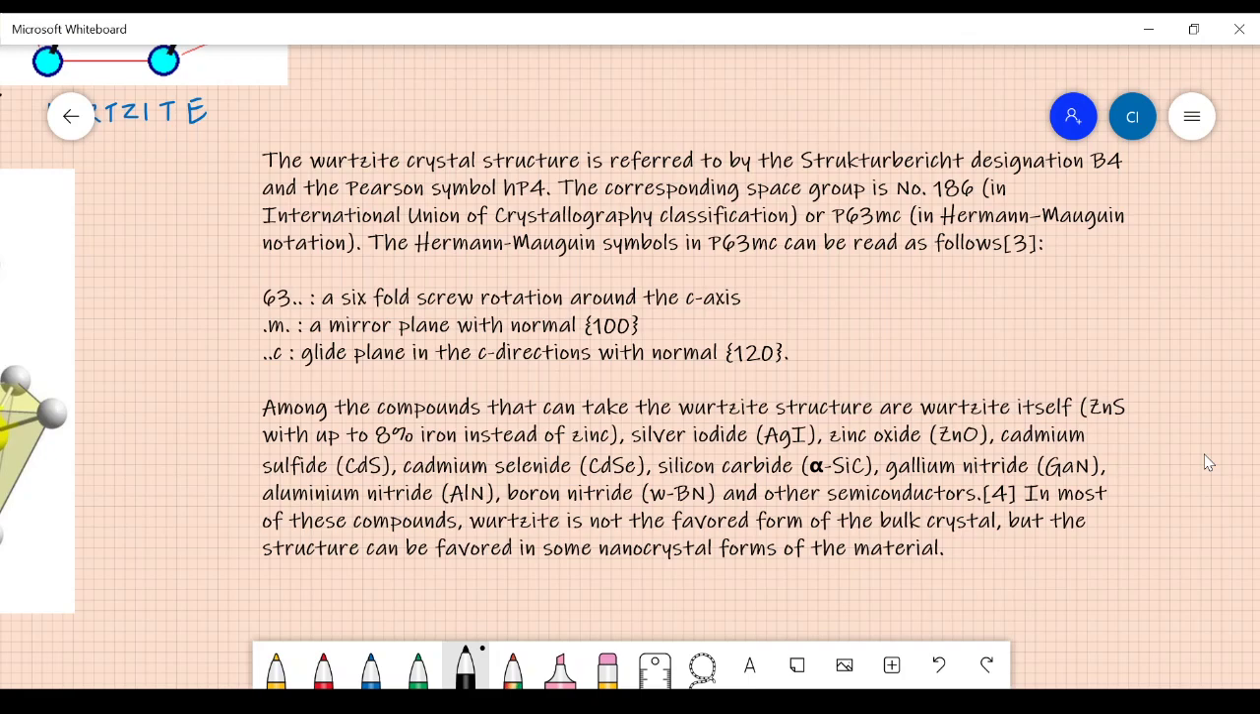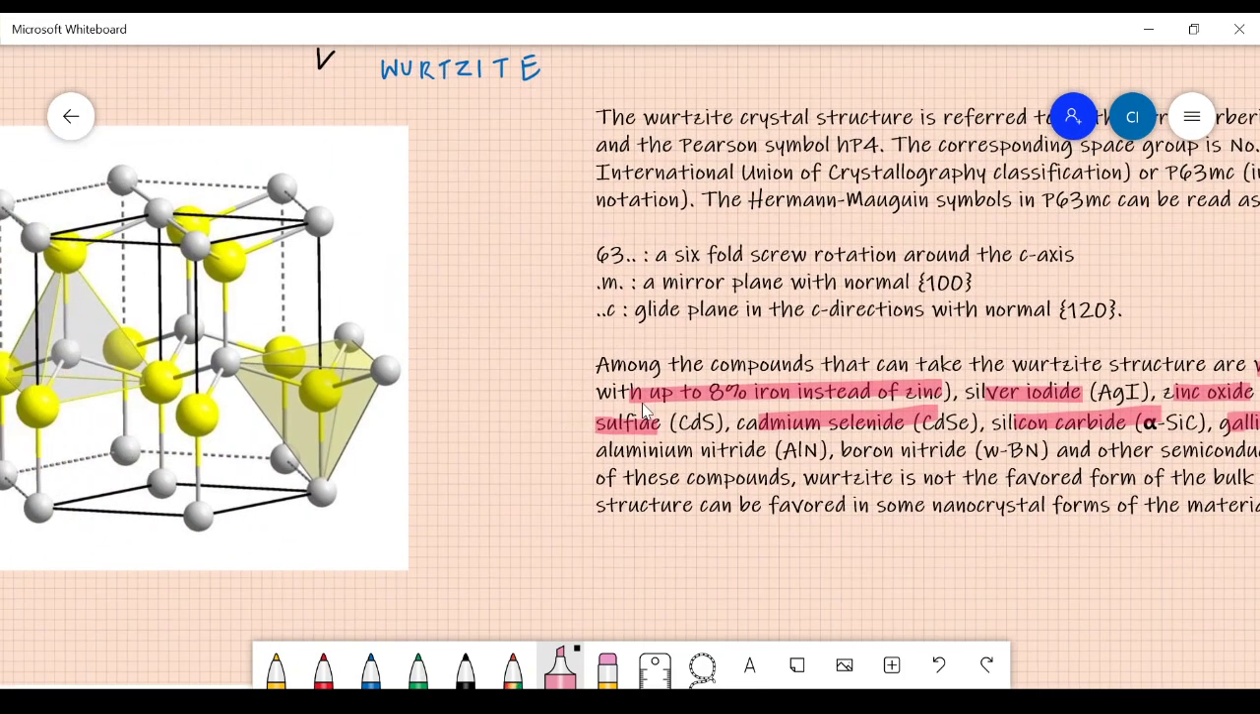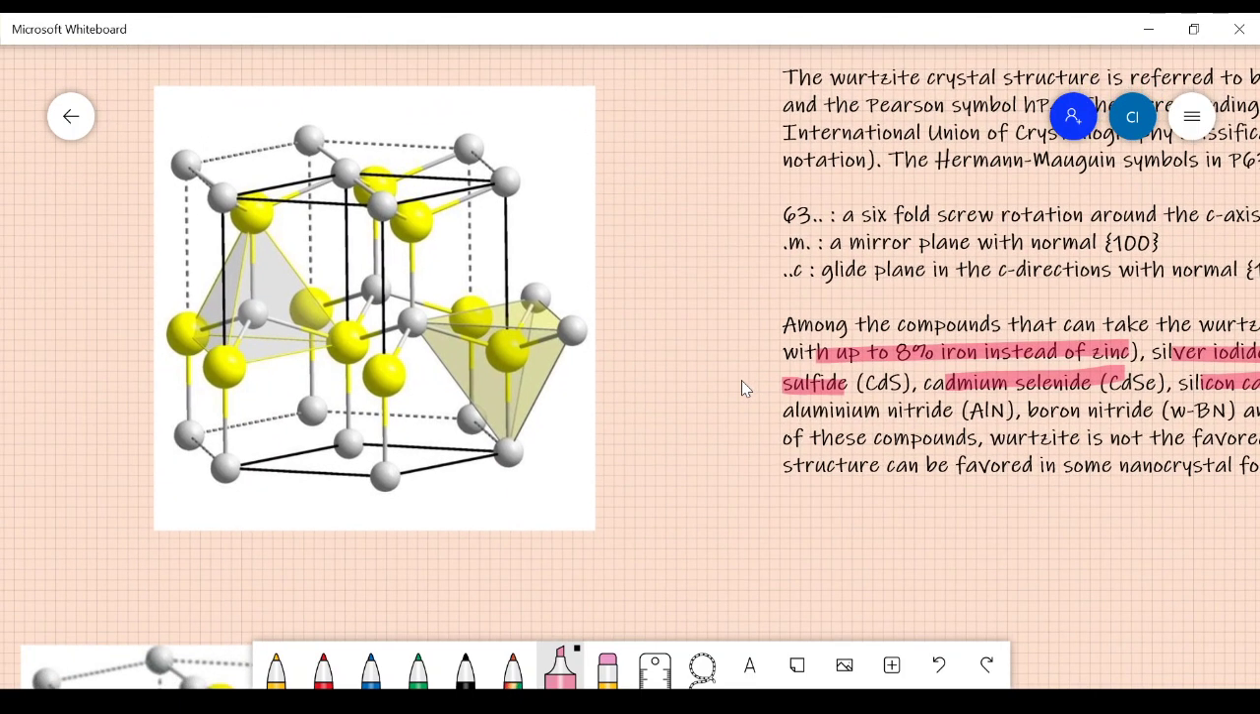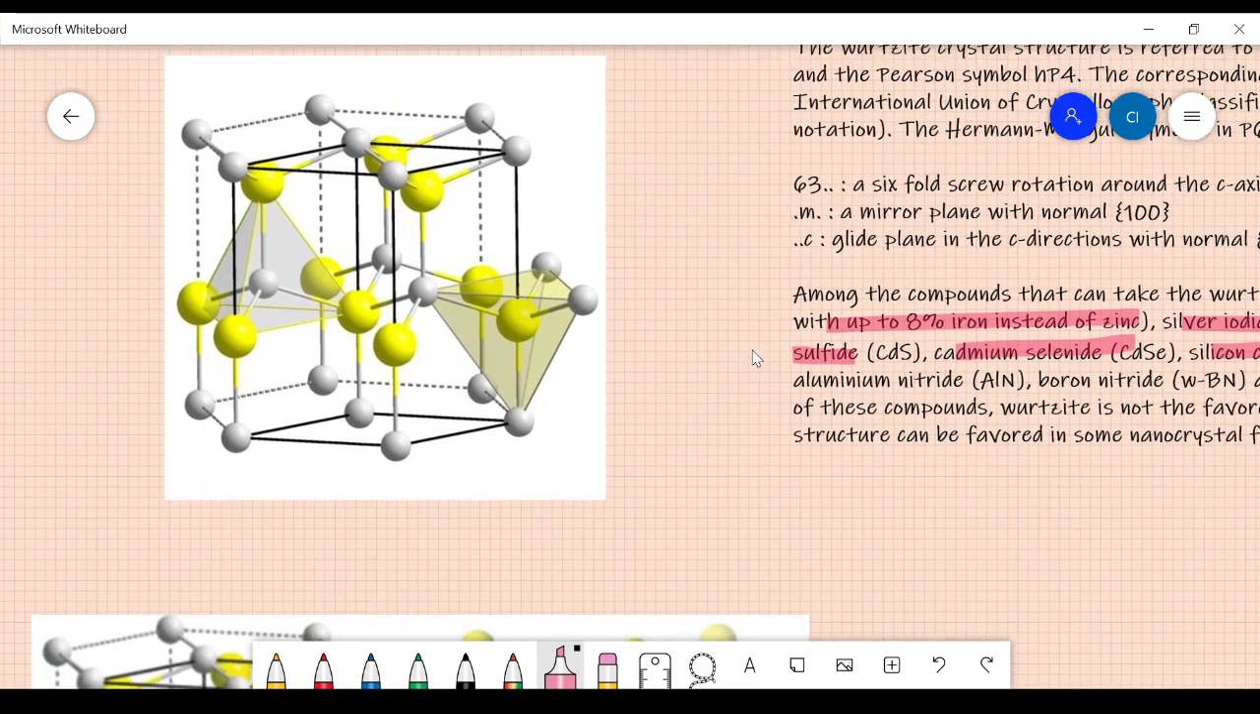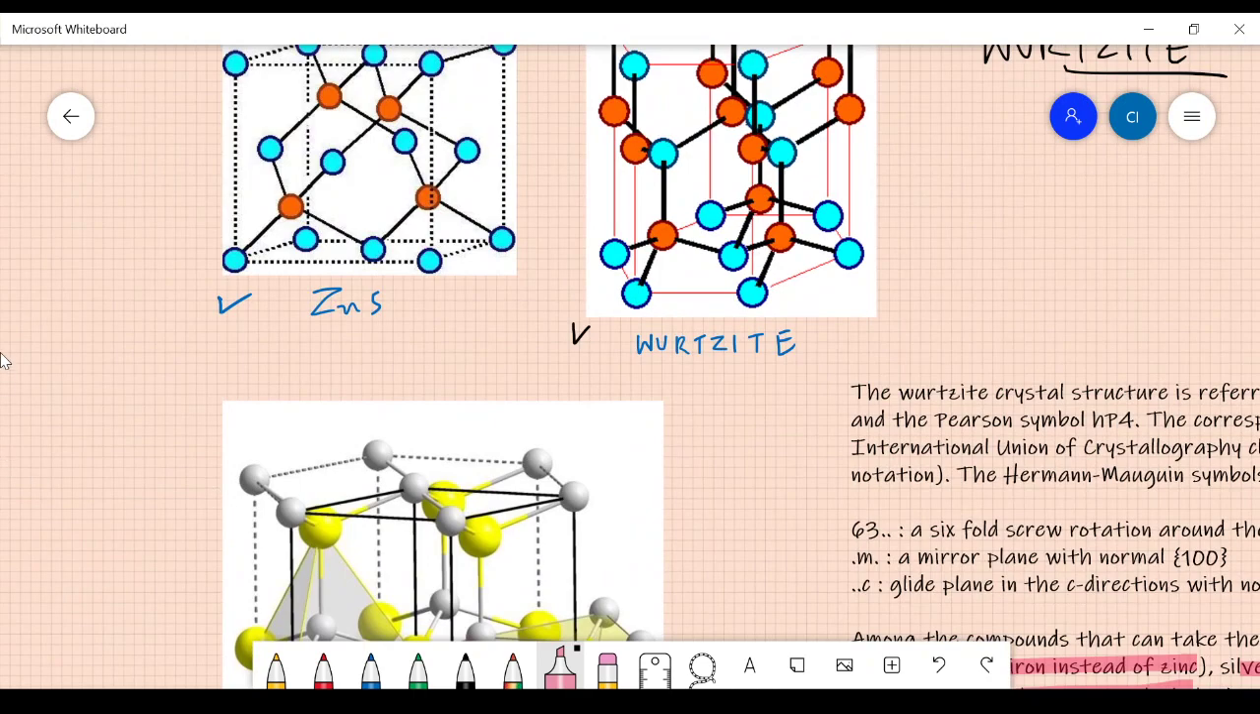Among the compounds that can take up this wurtzite structure: wurtzite itself is zinc sulphide with about 8% iron instead of zinc. Silver iodide is an example. Zinc oxide is an example. Cadmium sulphide, cadmium selenide, silicon carbide, gallium nitride are there. Look at how zinc sulphide can exist in the wurtzite structure and can also have the zinc blende structure. Both are the same. It is a binary compound with stoichiometry of the type AB.